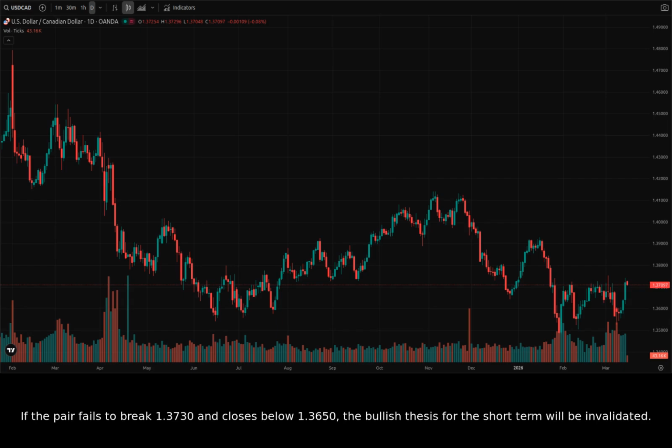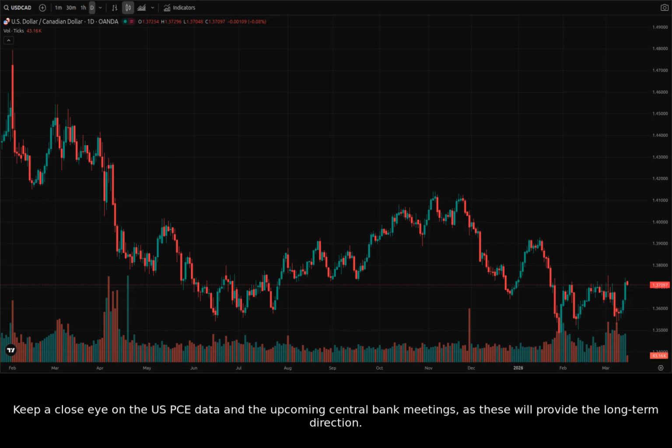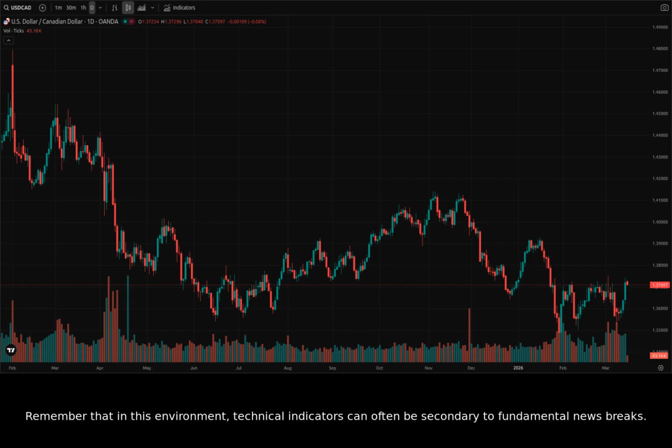Watch for a daily close above 1.3730 as a major confirmation of the bullish continuation. If the pair fails to break 1.3730 and closes below 1.3650, the bullish thesis for the short term will be invalidated. Keep a close eye on the US PCE data and the upcoming central bank meetings, as these will provide the long-term direction. Remember that in this environment, technical indicators can often be secondary to fundamental news breaks. Always use proper risk management and stop losses, especially when trading during active geopolitical conflicts.